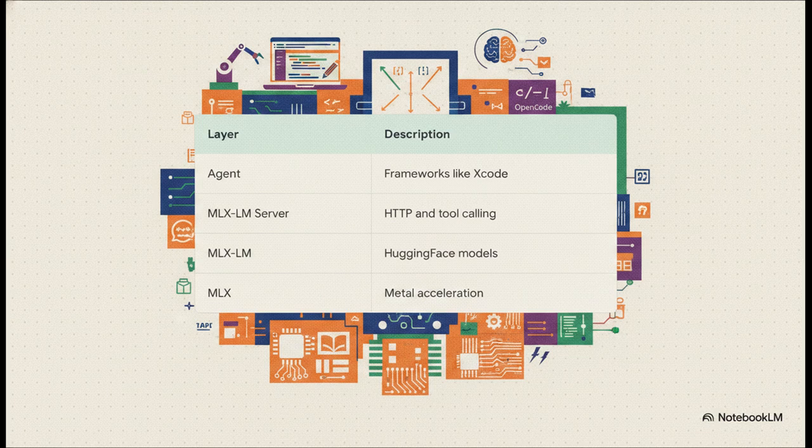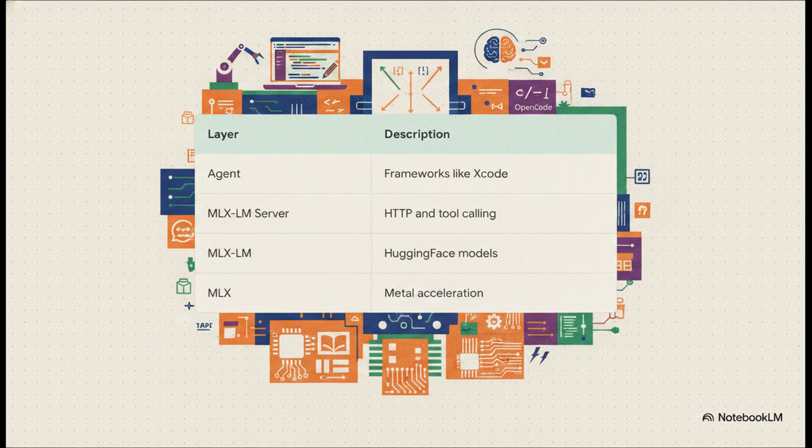One step up is MLX-LM. This is the language model layer that lets you load and run thousands of Hugging Face models. Then, sitting right on top of that, and this is absolutely crucial for our agents, is the MLX-LM server. This is an OpenAI-compatible HTTP server. It exposes your local model through a standard API, supports structured tool calling, and basically acts as a total drop-in replacement for any cloud API.